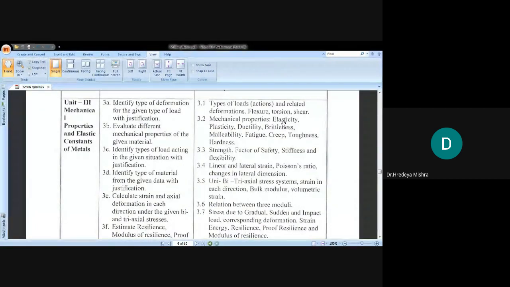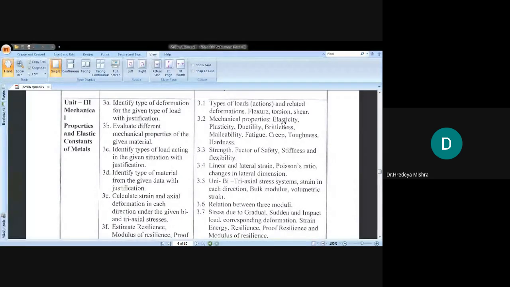Okay, we apply a load, compressive or tensile, and the spring shows deformation. And when we remove the load, what happens? The spring gets its original position. That is the elasticity. This property is called elasticity. Now second is plasticity.